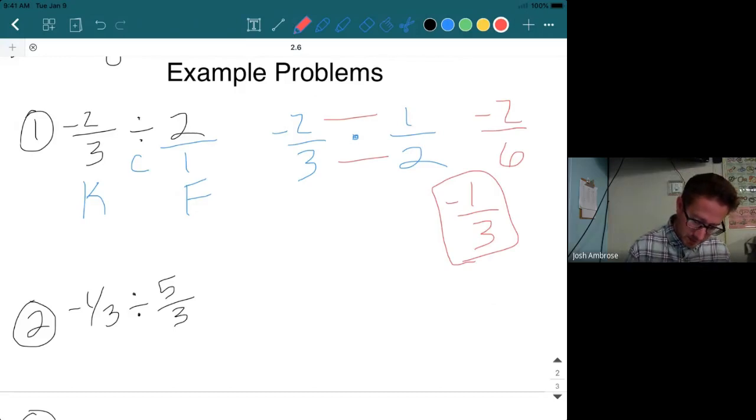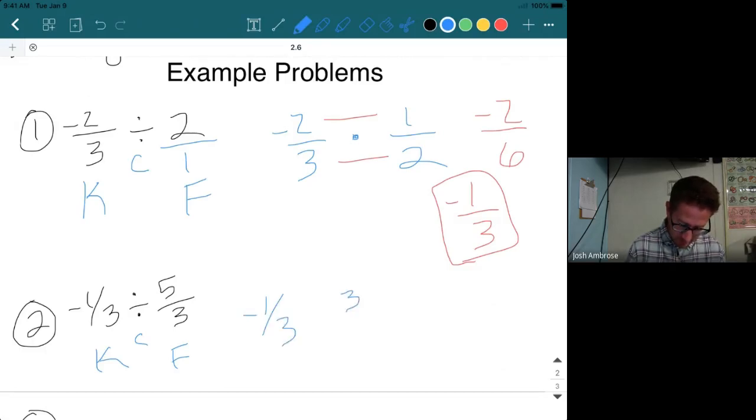Let's move into the second one here. Remember, we will keep, we will flip, and we will change. So keep the first. All right, simple enough. Flip the second. Now it's 3 over 5, and change that to multiplication. All right, multiply straight across.